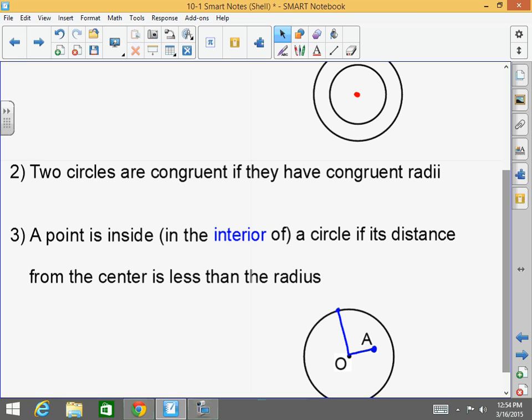Yes, sir? Let's say in a proof, you would ask us to prove two circles congruent, and then by doing that, we'd obviously have to prove that the radii of the two circles are congruent. What would we say is sufficient to show that those two circles are congruent?